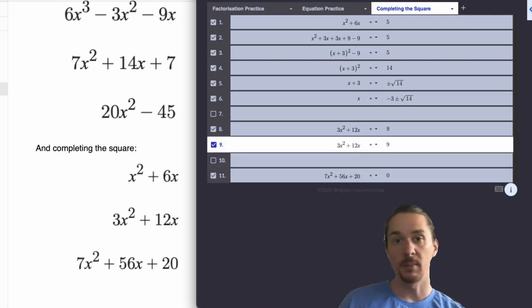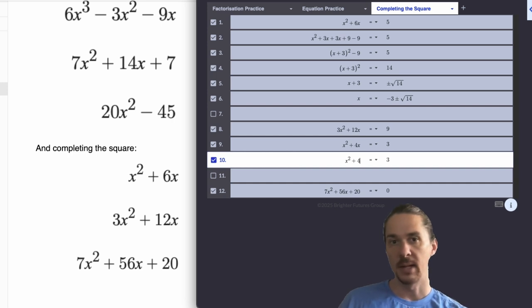First thing I'm going to do is I'm going to divide everything by 3. It's going to make life easier. That becomes 3, that becomes 4, and that becomes x squared. Then this is going to become x plus 2 whole squared minus 4.